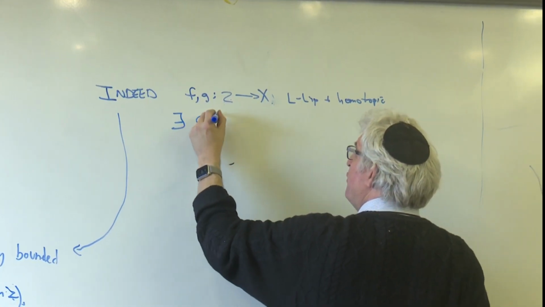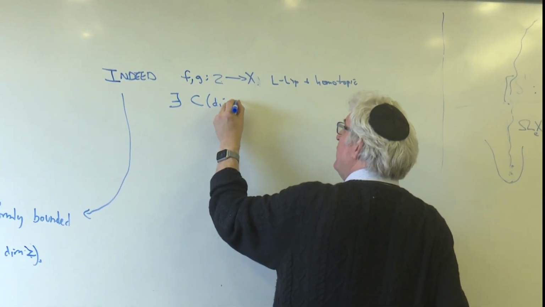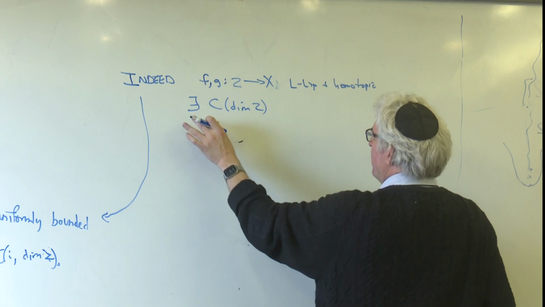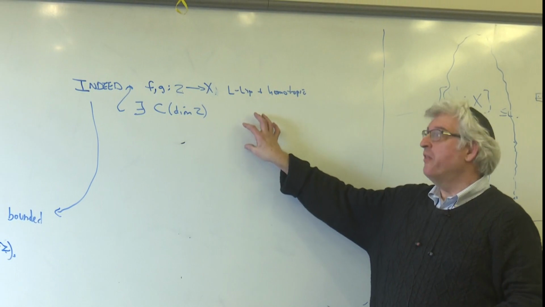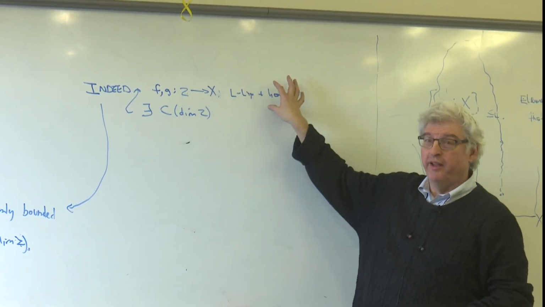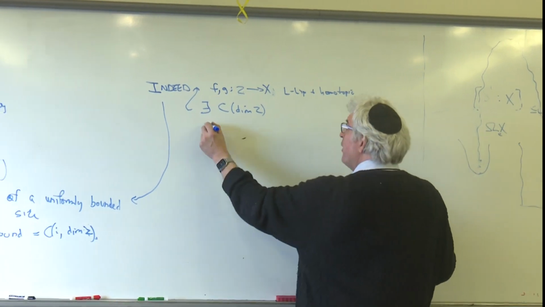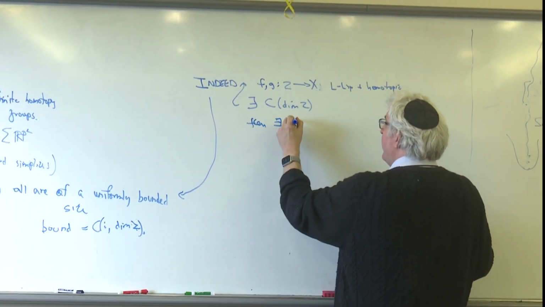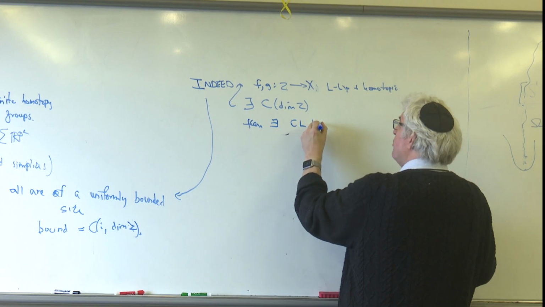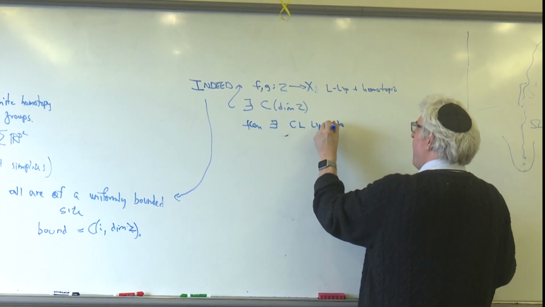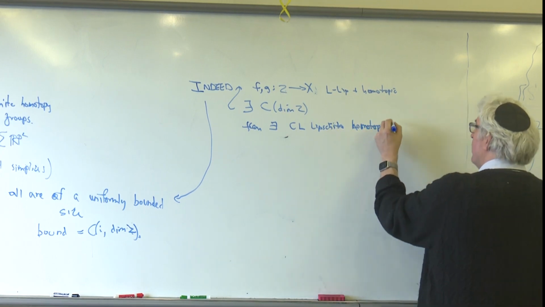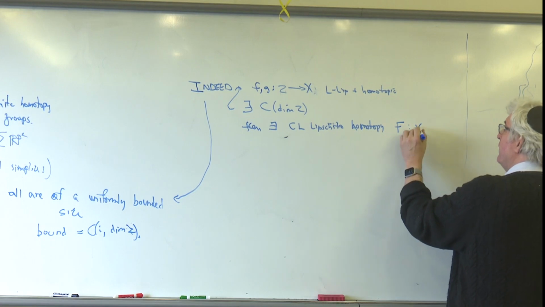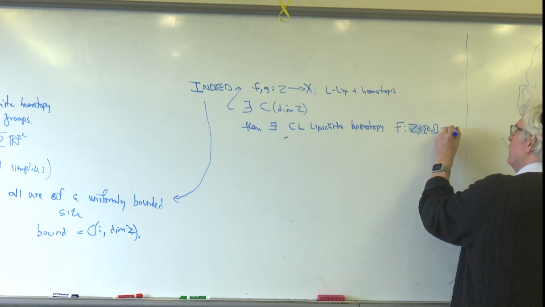there exists a C that just depends on the dimension of Z. Okay, I should say it. First, there is some constant just depending on the dimension, such that if I have F and G that are L-Lipschitz and homotopic, then there exists a CL-Lipschitz homotopy, capital F, mapping Z cross [0,1] to X.